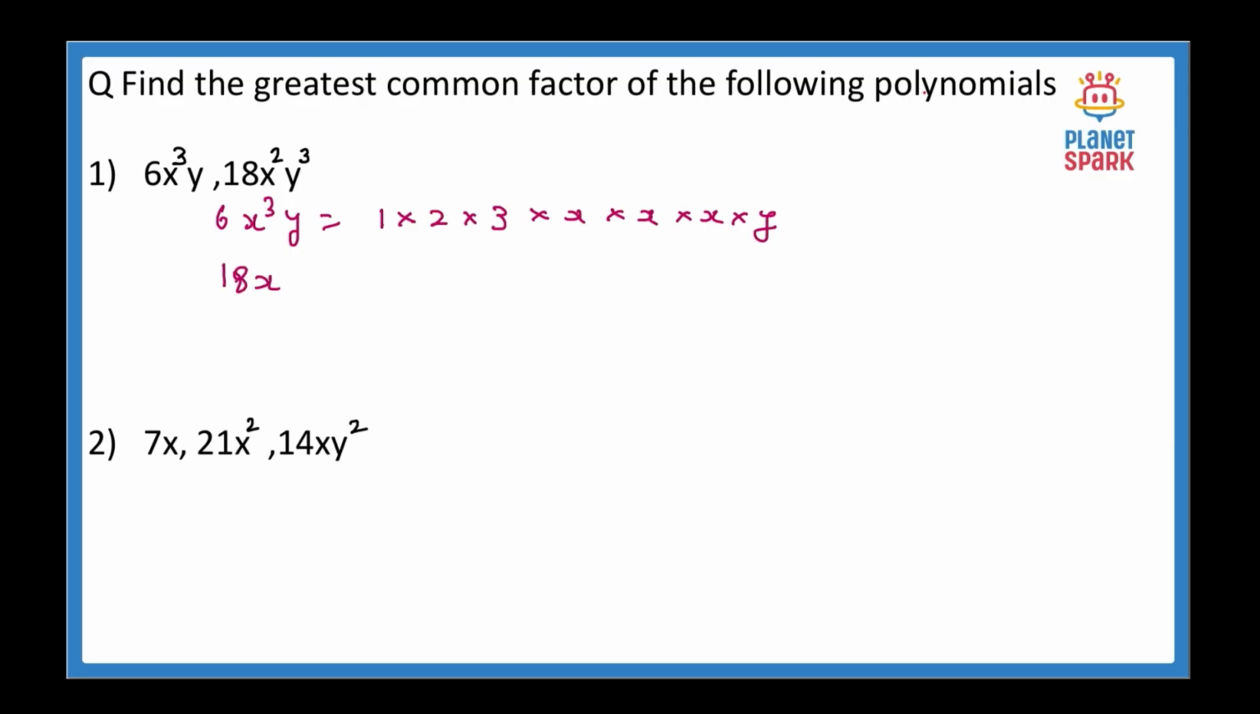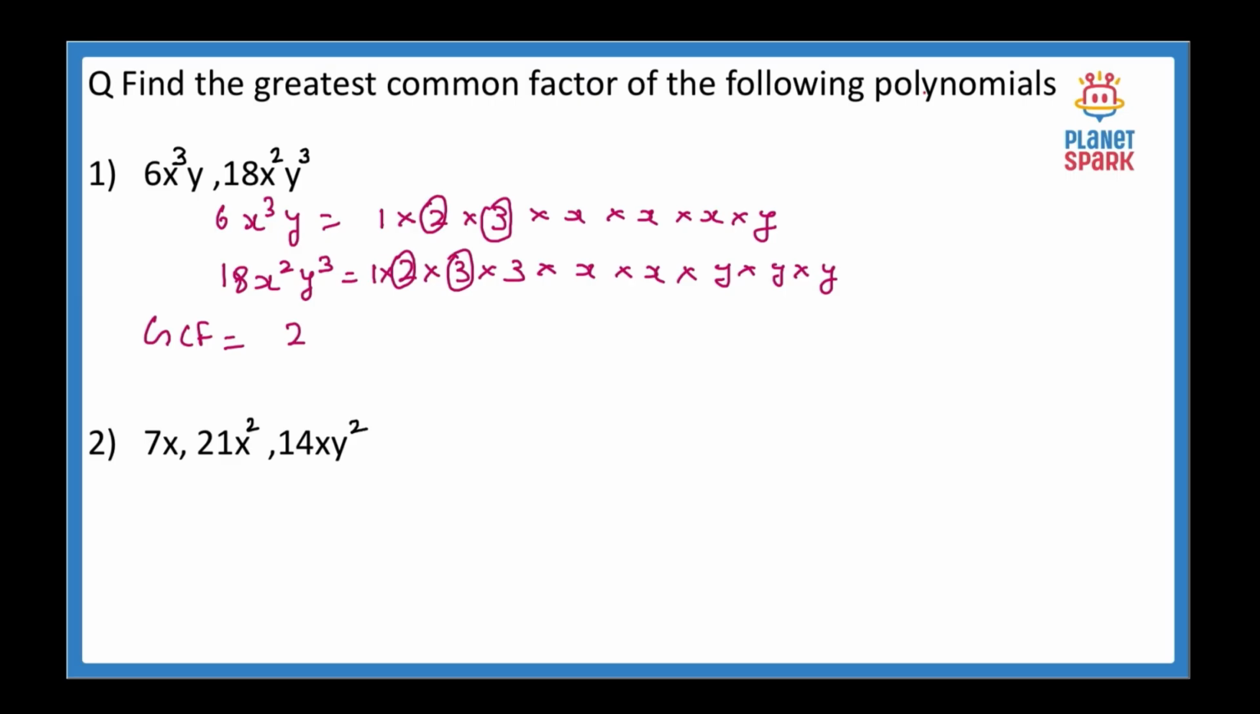Similarly, 18x²y³. Now the factors of 18 would be 1 into 2 into 3 into 3. Further, I can factorize x² as x into x, and we can write y³ as y into y into y. Now what we have to do is take out the common factors. We are finding the greatest common factor, so let us take out common factors. Now if you can see, 2 is coming one time in 6 as well as one time in 18. So 2 is a common factor.